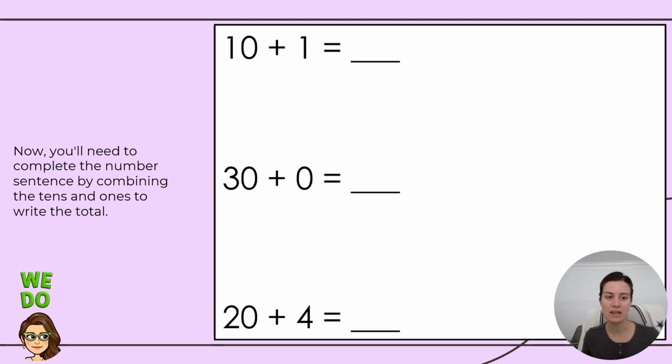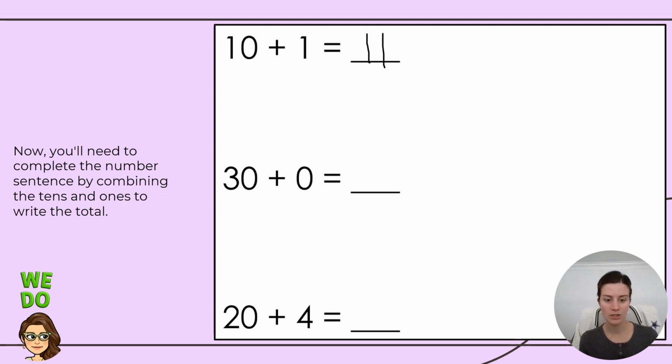All right, guys, we are going to now complete the number sentence by combining the tens and ones to write the total. Very first thing I want you to do is go ahead and write on your boards 10 plus 1 equals blank, and then we will solve. You can press play when you are ready to continue. So I have 10 plus 1 equals 11. Great job. 10 plus 1 equals 11.